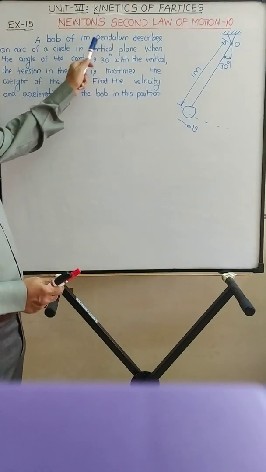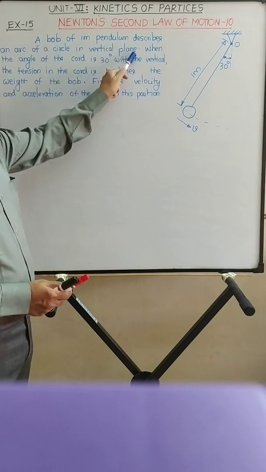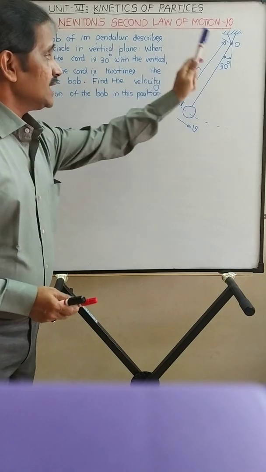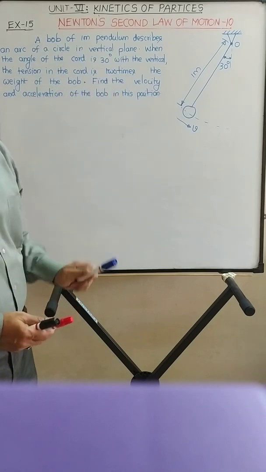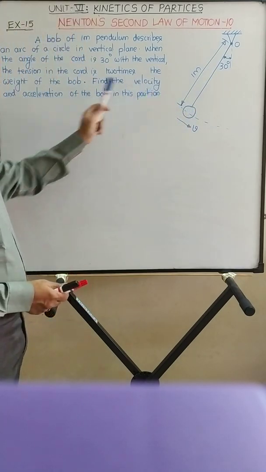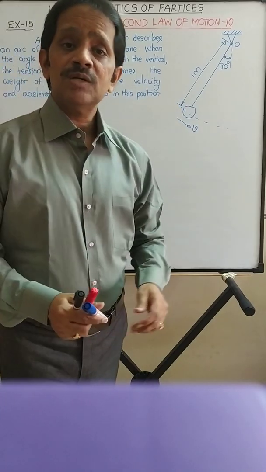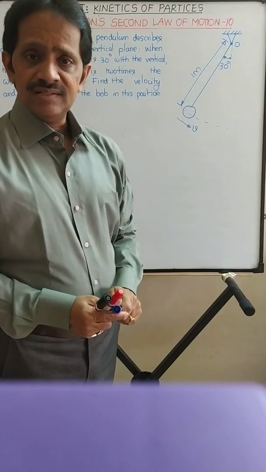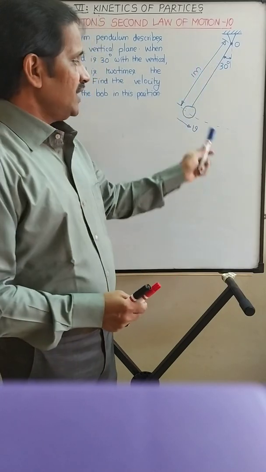A bob of a 1 meter pendulum describes an arc of a circle in a vertical plane. When the angle of the cord is 30 degrees with vertical, the tension in the cord is 2 times the weight of the bob. Find the velocity and acceleration of the bob at this position, that is, when the bob is making an angle of 30 degrees with vertical. At that position, the tension in the cord is 2 times the weight of the bob.